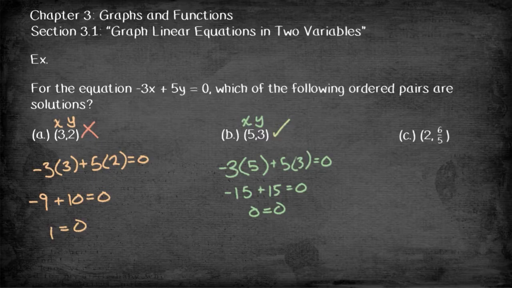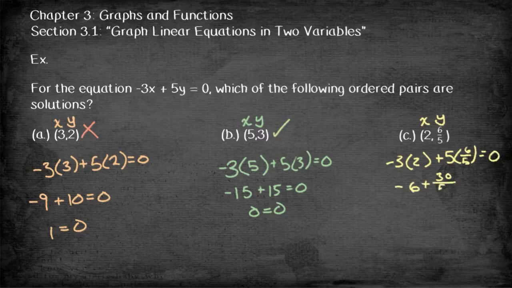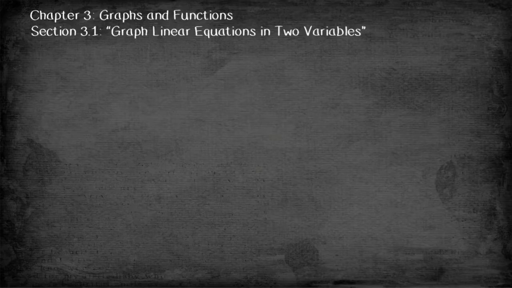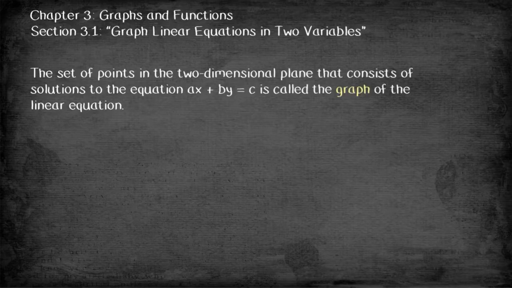And lastly, we're going to look at 2, 6 over 5. And it's a little bit scarier because it's got fractions, but we'll just check. And we get, again, 0 equals 0. So actually we have more than one solution, which is totally possible. In fact, you're going to have lots of them.